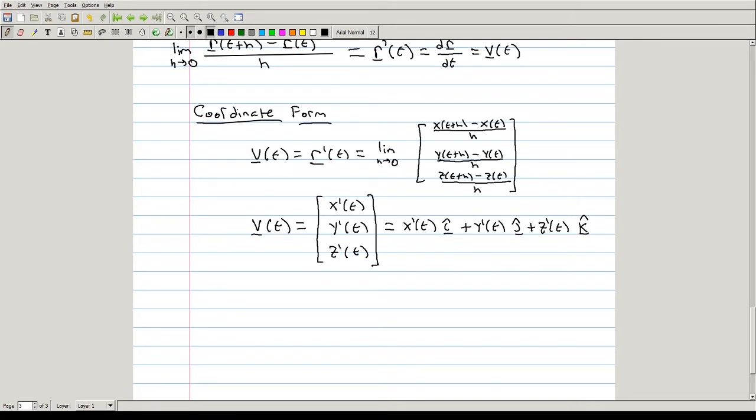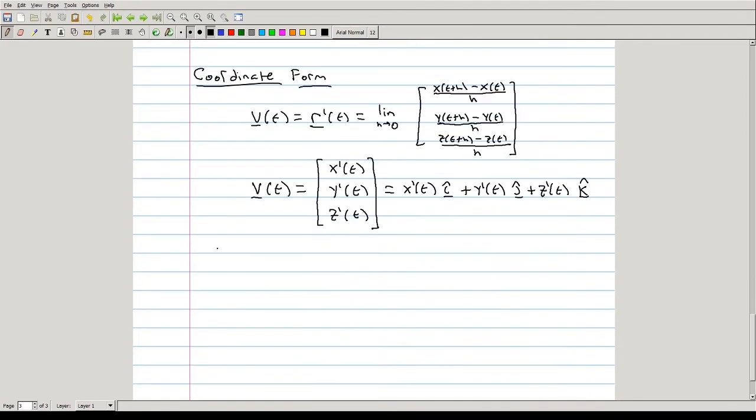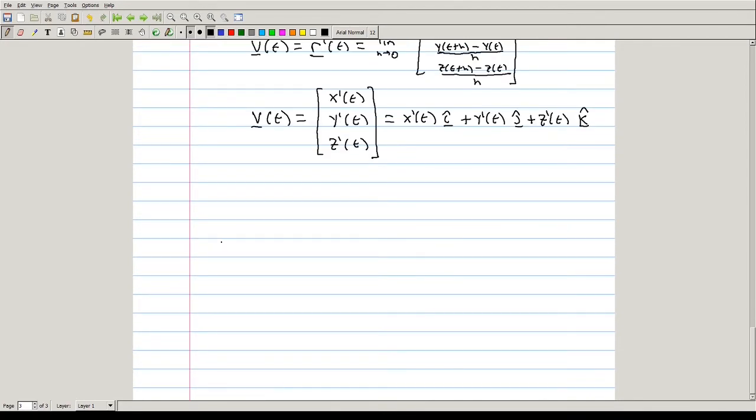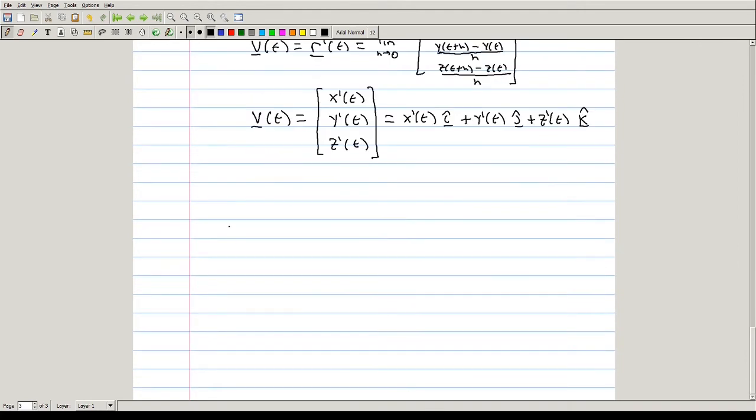And it shows exactly that this velocity vector is in fact the velocity vector of the curve, and it's generalizing for us the idea of the derivative of a single variable function, but now to the derivative of a vector valued function of a scalar variable, which is very cool. The other thing that I want to note is that as long as this limit exists, we can define this limit in a number of different ways.